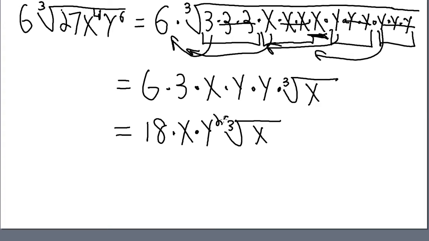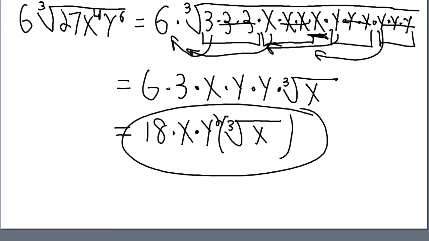And just be careful. This radical, the 3 is not going with the 2 on the y squared. So I just drew parentheses so that it would kind of keep it more separated and you could see that they're different terms. And that's it. That is your simplified radical of 6 cube root 27 x to the 4 y to the 6. It becomes 18xy squared times the cube root of x.